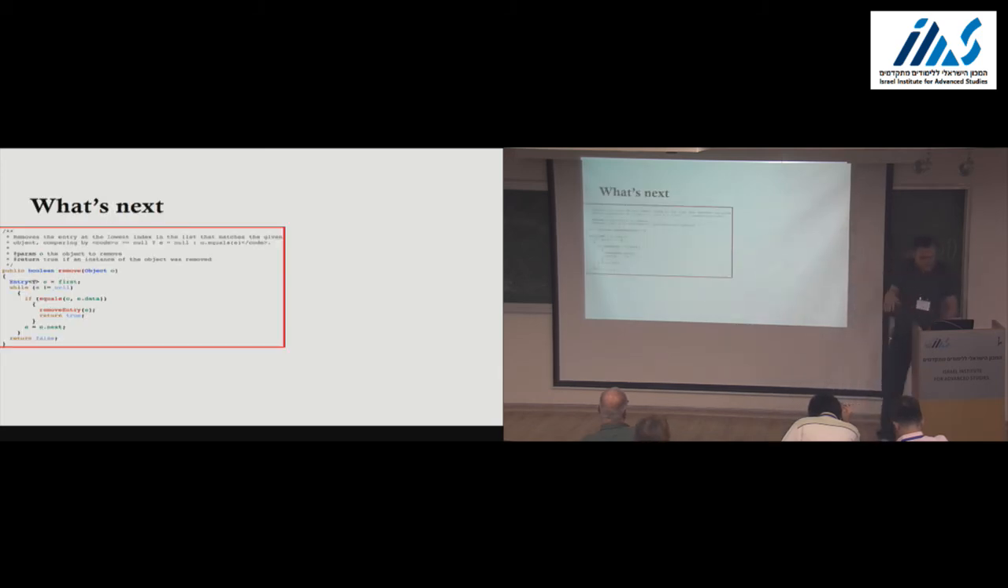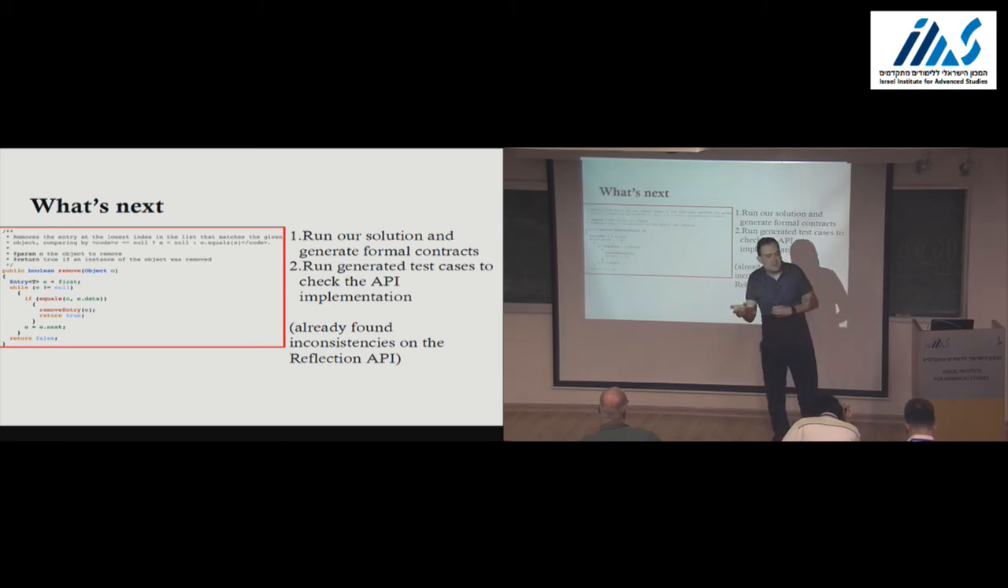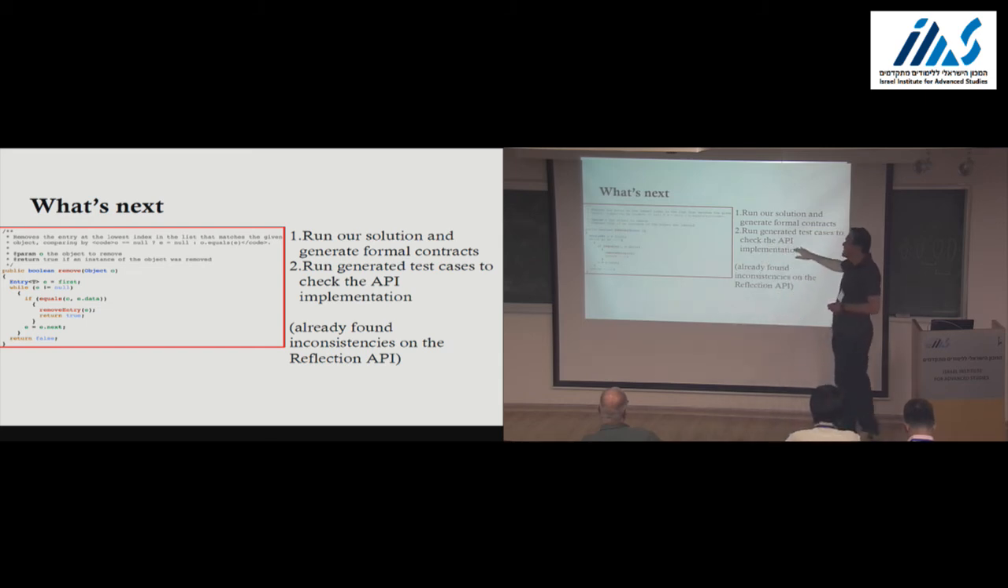Our next step is getting these big Java APIs, whose only documentation is written comments. We're going to generate the contracts by running this solution, and then run generated test cases based on the oracles. The oracles of these test cases will be the assertions generated from our contracts. And then we check the API implementation.